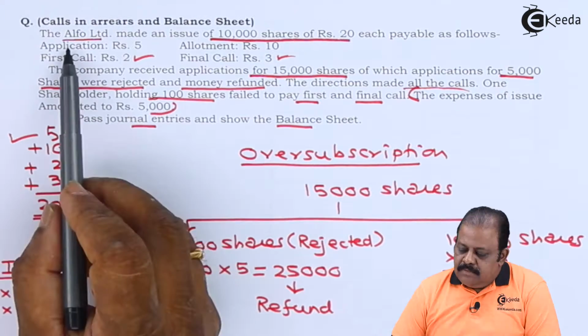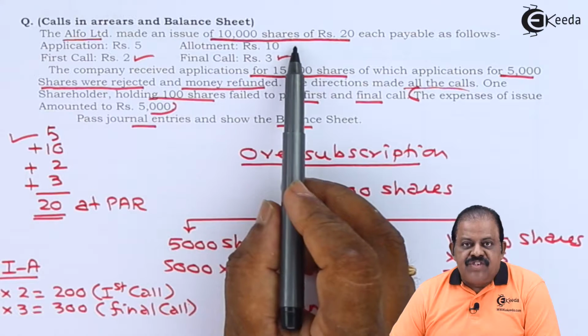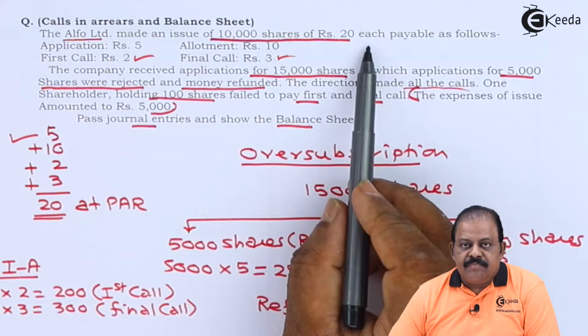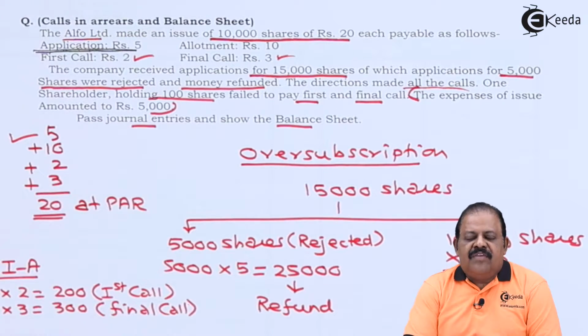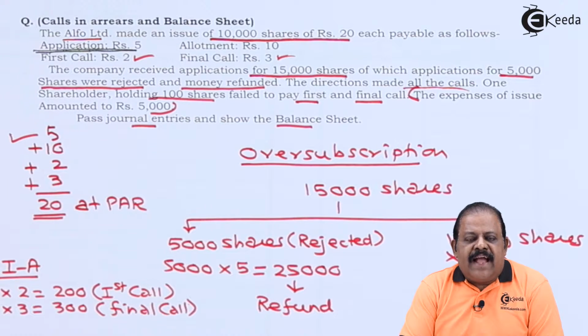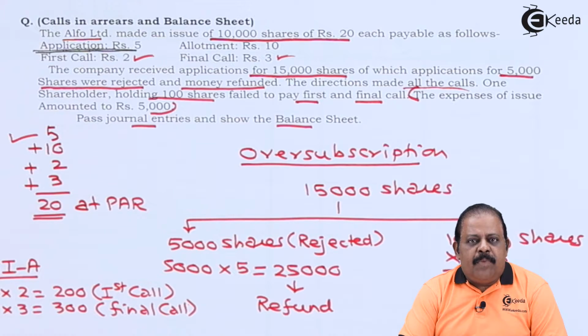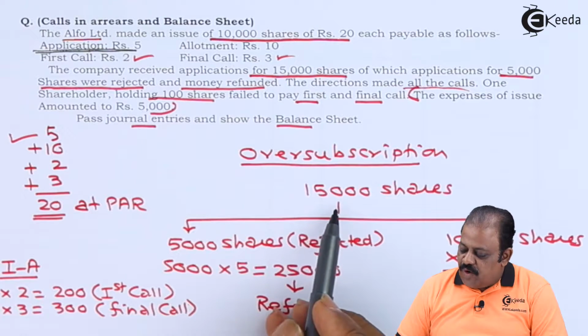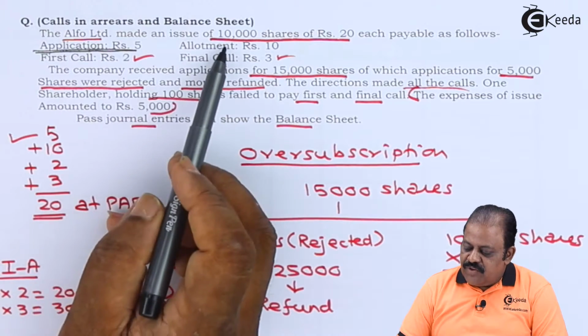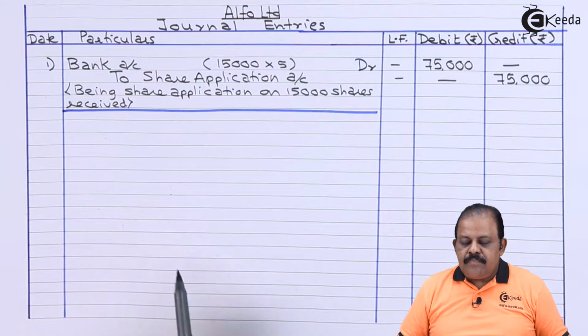Let us open journal. The Alpho company made an issue of 10,000 shares of rupees 20 each, payable as follows: on application rupees 5. So our first stage of doing the problem is considering application stage. Here company receives application amount along with application for shares from the members. So our first entry will be for receiving application amount. Here there is oversubscription. We have received applications for 15,000 shares, whereas we are required to issue only 10,000 shares.